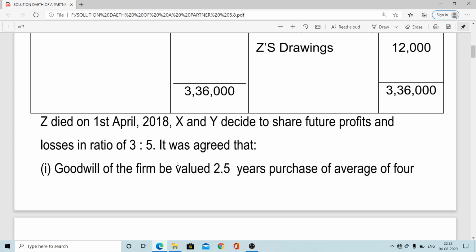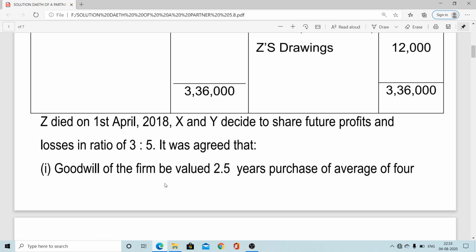remaining partners, those who want to continue the business, may also sacrifice. So therefore you have to calculate the gaining ratio, and you have to find out who are the partners who are sacrificing. Does only the deceased partner sacrifice, or do some other partners also sacrifice? This is our first duty, to calculate the gaining ratio and the new profit sharing ratio provided. Now other adjustments, as per agreement, these are the additional information.